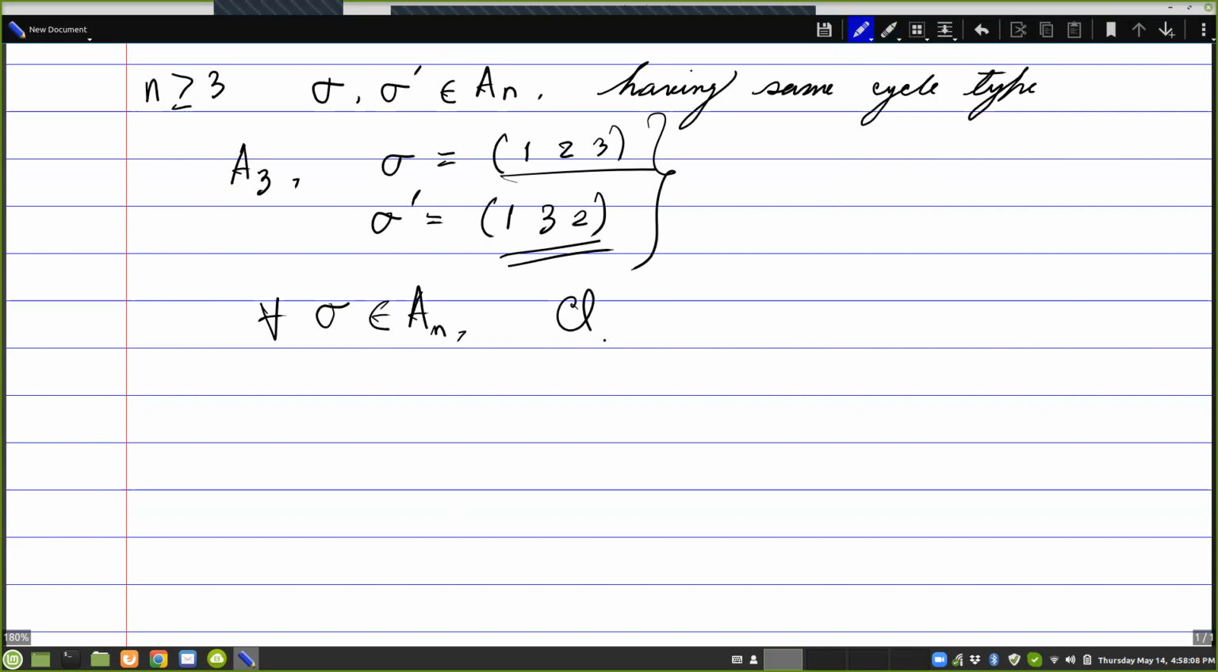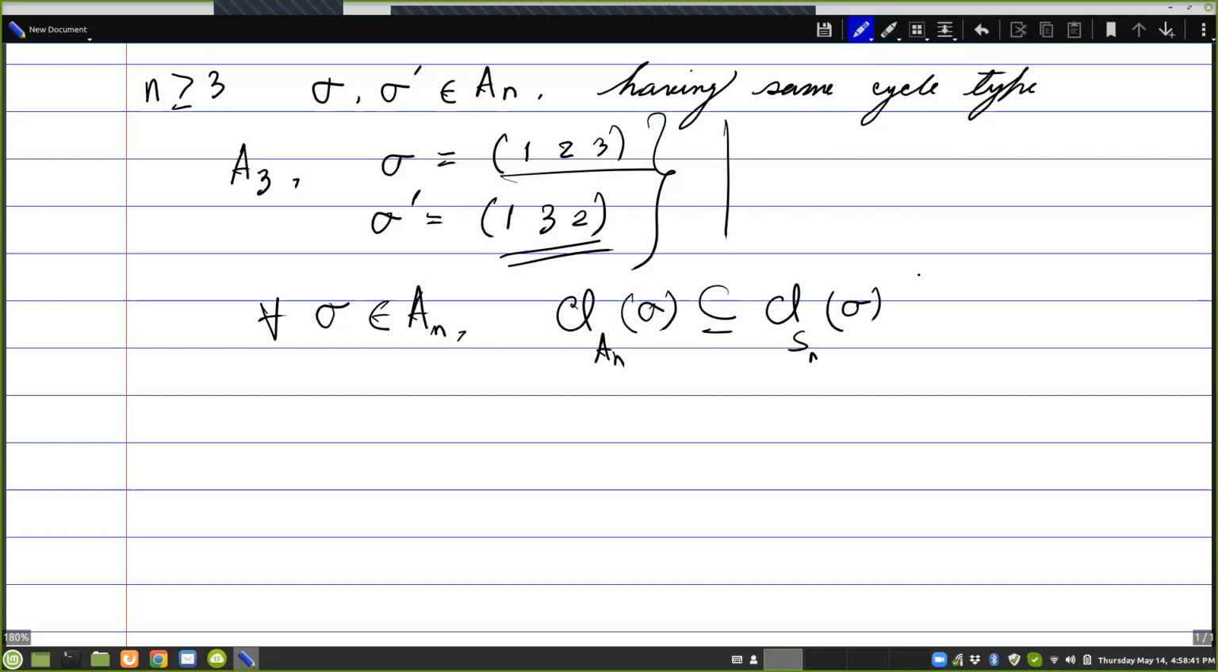the conjugacy class of sigma in An, that is, conjugation by even permutations, is contained in the conjugacy class of sigma in Sn. And the above example shows that this containment could be proper.